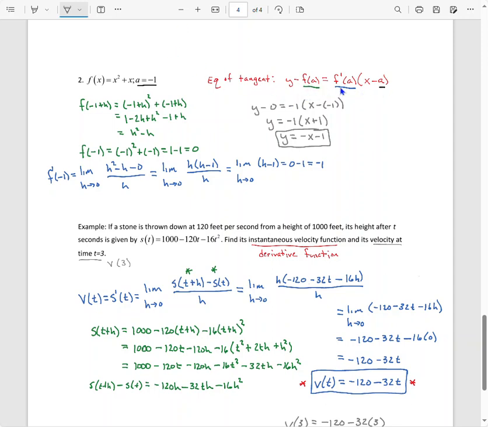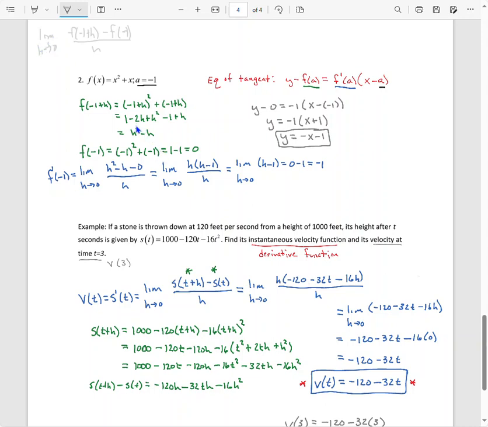So I'm going to use the same idea. y minus f of a equals f prime of a times x minus a. This is the equation that we're going to use anytime it asks for the equation of the tangent. It's always the equation of a line. So I find my pieces. f of negative 1 plus h, negative 1 plus h squared plus negative 1 plus h. Simplify. All right, minus, because I'm still looking at f of negative 1 plus h minus f of negative 1 all over h.